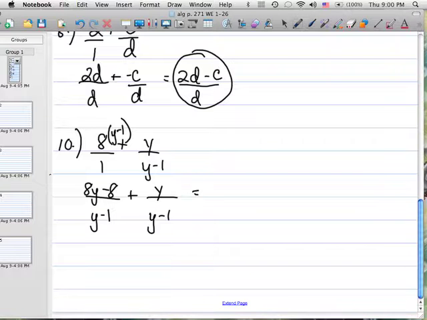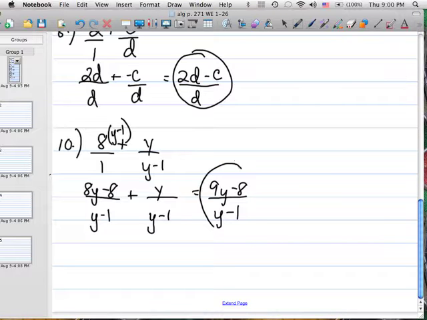Since they have the same denominator, we can add the numerators, collecting like terms. 8y and y make 9y minus 8 over y minus 1. Numerator cannot be factored, nothing can be canceled. So that's our answer.